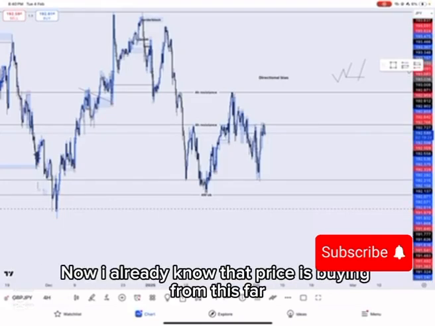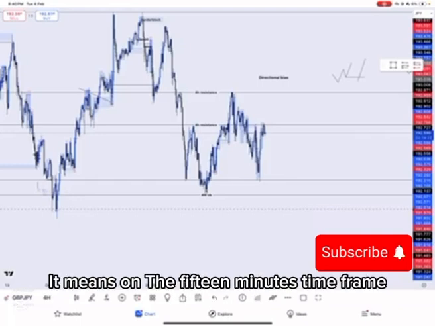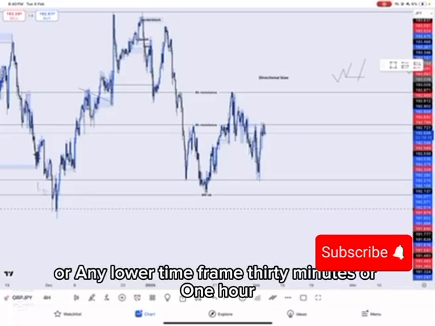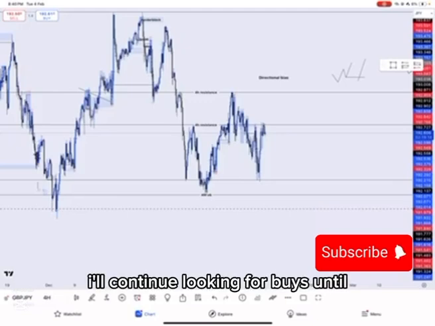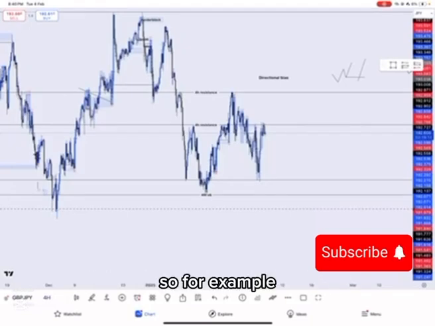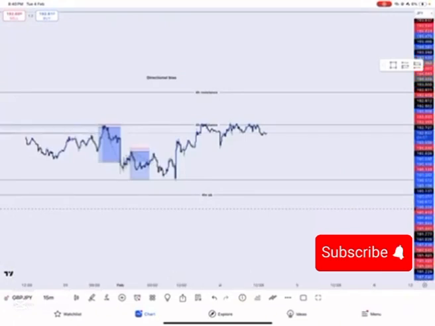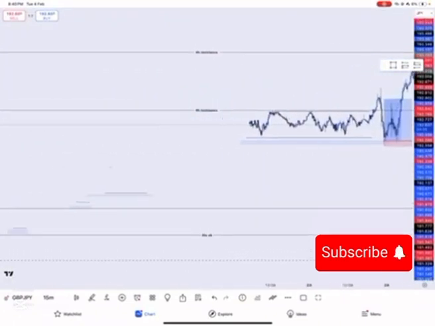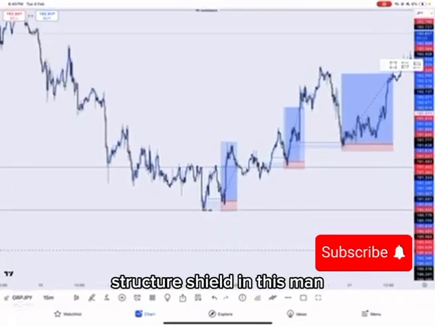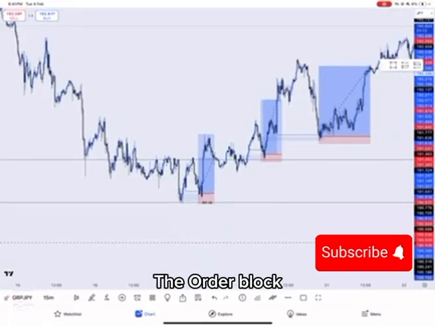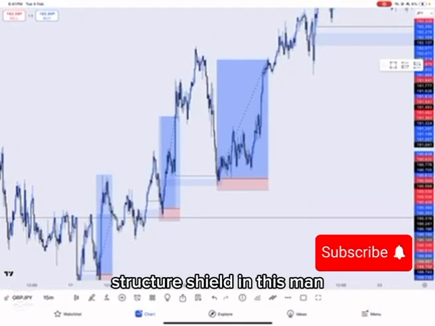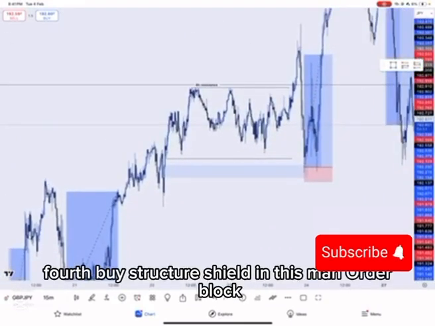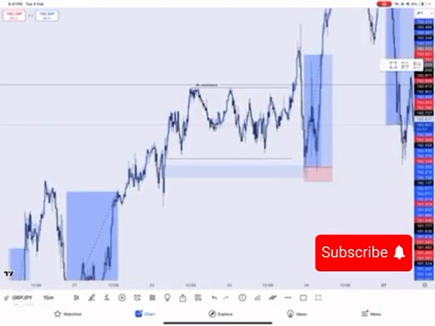So when I already know that price is buying from this 4 hours order block, it means on the 15 minutes time frame or any lower time frame, 30 minutes or 1 hour, I'm going to be looking for buys. I'll continue looking for buys until price gets to any of these zones. On the 15 minutes time frame, I took my first buy after this structure shift, the inducement, the order block. I got another buy here, structure shift, inducement, breaker block, the second buy. Third buy here, structure shift, inducement, breaker block. Fourth buy, structure shift, inducement, order block.